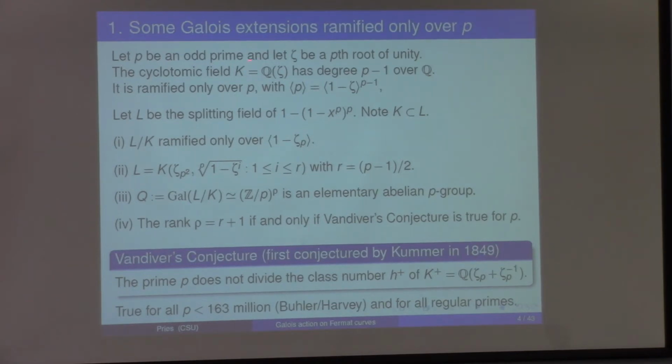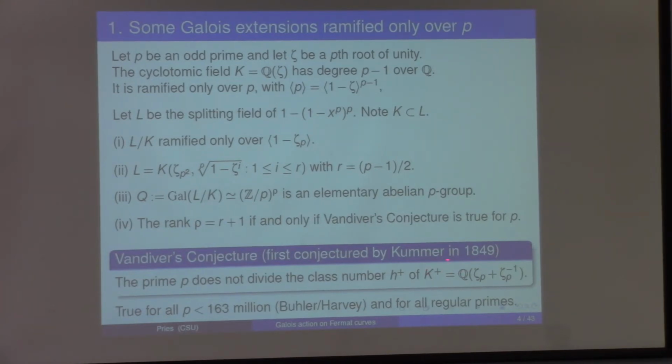So this here is probably one of the most unusual formulations of Vandiver's conjecture. So let's just remember what Vandiver's conjecture says. This was first conjectured by Kummer in 1849. And the idea is that you look at the cyclotomic field, and then you intersect it with the real numbers to get the real cyclotomic field.